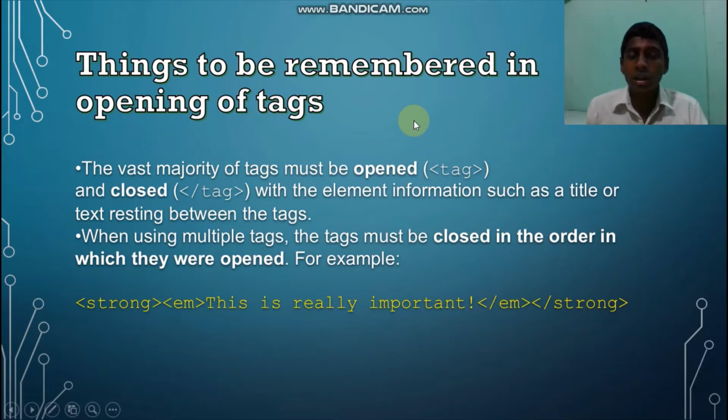Then certain things to be remembered while coding in HTML. In opening and closing of tags, the vast majority of tags must be opened and must be closed, with the element information such as title or text resting between the tags. When using multiple tags, the tags must be closed in the reverse order in which they were opened. For example, strong is used for bold, em for italic. This is really important. If strong is opened first and then em, first we should close em and then we should close strong.